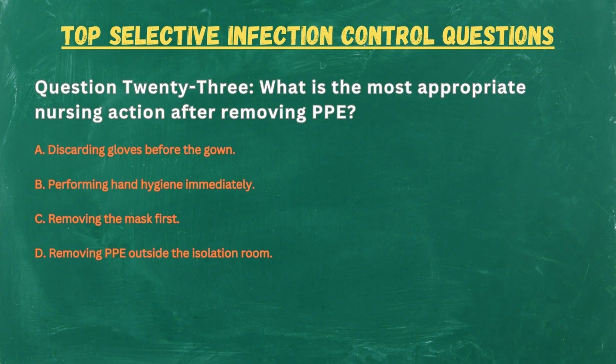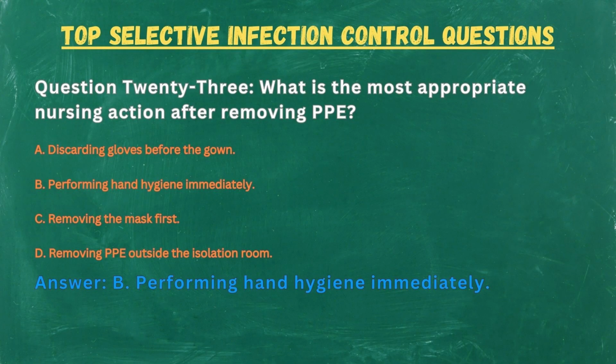Question 23. What is the most appropriate nursing action after removing PPE? A. Discarding gloves before the gown. B. Performing hand hygiene immediately. C. Removing the mask first. D. Removing PPE outside the isolation room. Answer: B. Performing hand hygiene immediately.